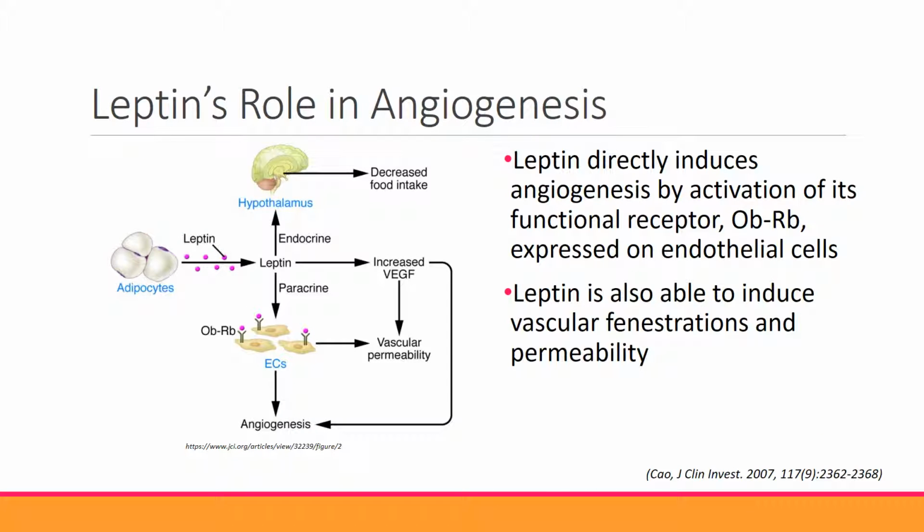This slide is showing leptin's role in angiogenesis, which is an example of an endocrine function of leptin. So leptin directly induces angiogenesis, which is the development of new blood vessels, by activating its receptor, which is the OB/RB, which is expressed on the endothelial cells. Leptin is also able to induce vascular fenestrations and permeability.